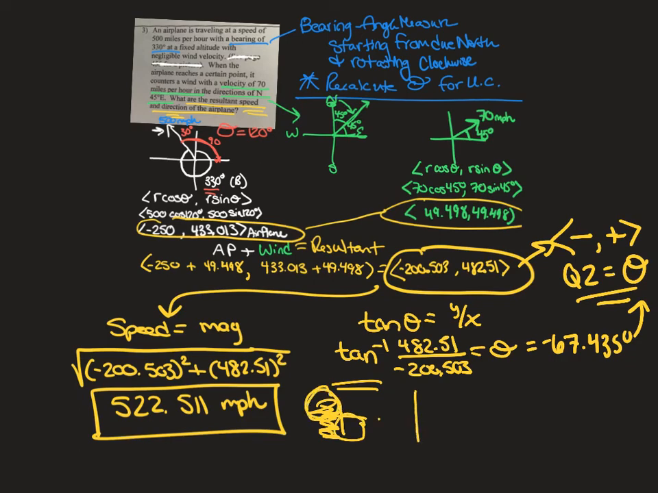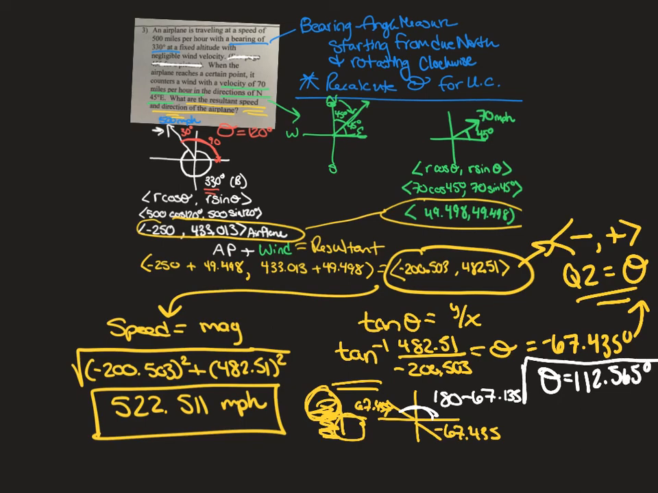So if this is negative 67.435, then this piece over here is 67.435. That means I want this piece, which is the same thing as 180 minus my 67.435. I'm going to do that really quick. So my theta is equal to 112.565 degrees. That's an acceptable answer.